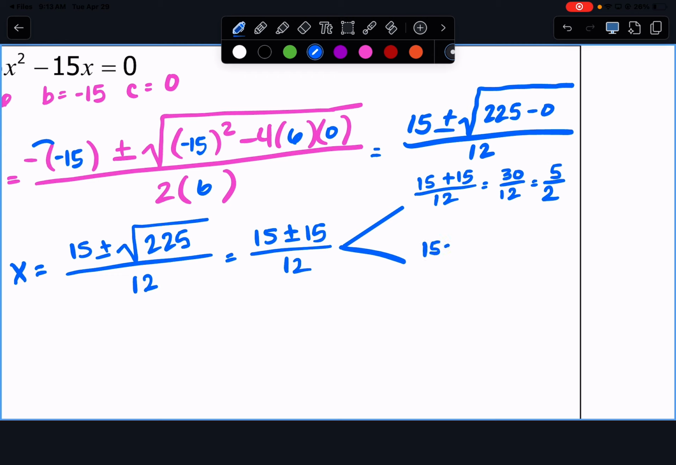Then we have 15 minus 15 divided by 12. What is 15 minus 15? 0. What is 0 divided by 12? 0. So our solution is x is equal to 0, 5 over 2.